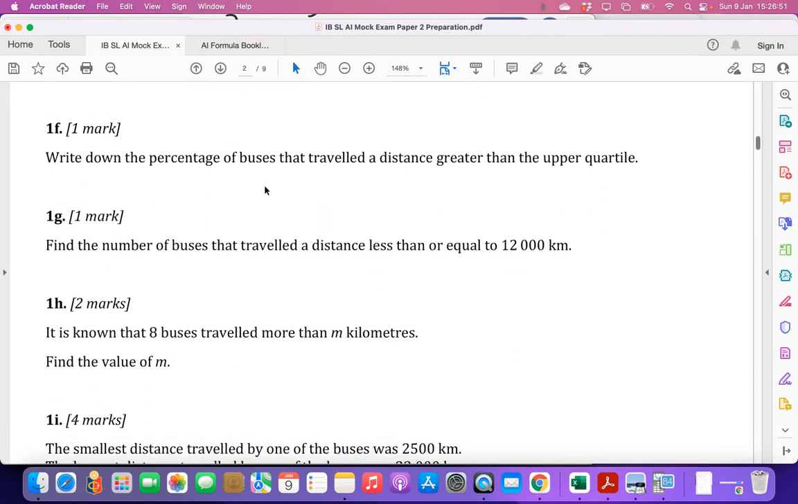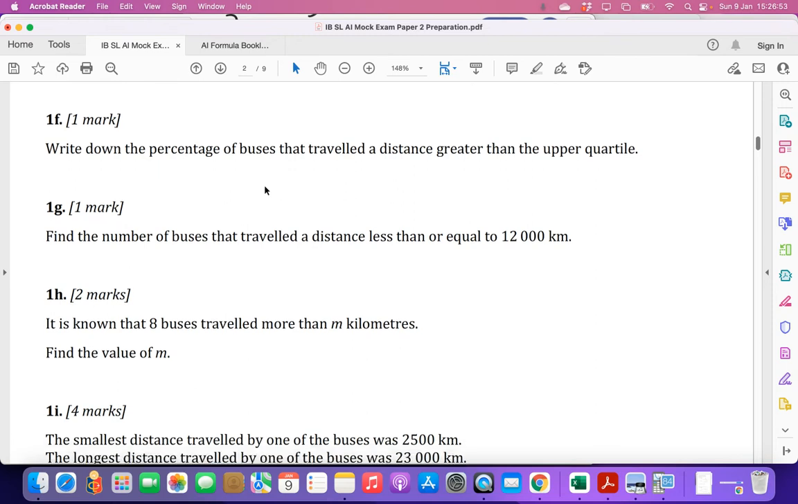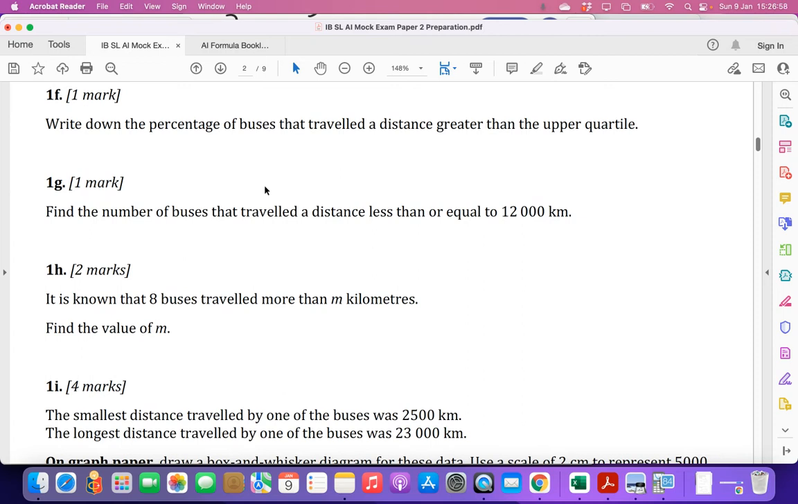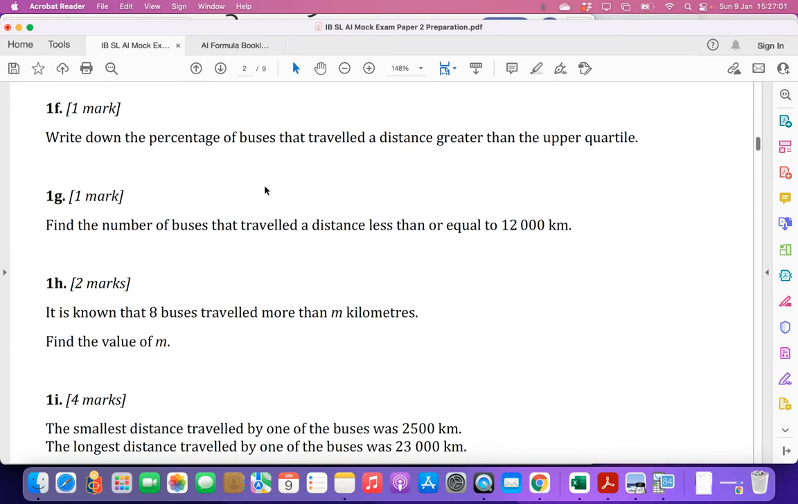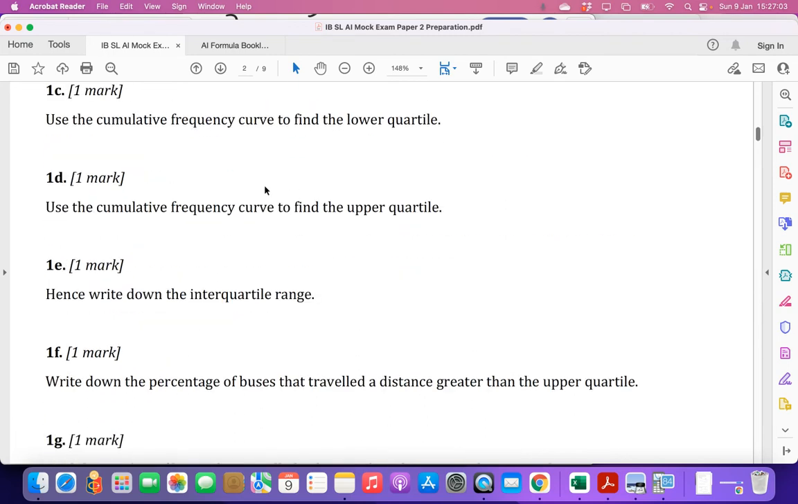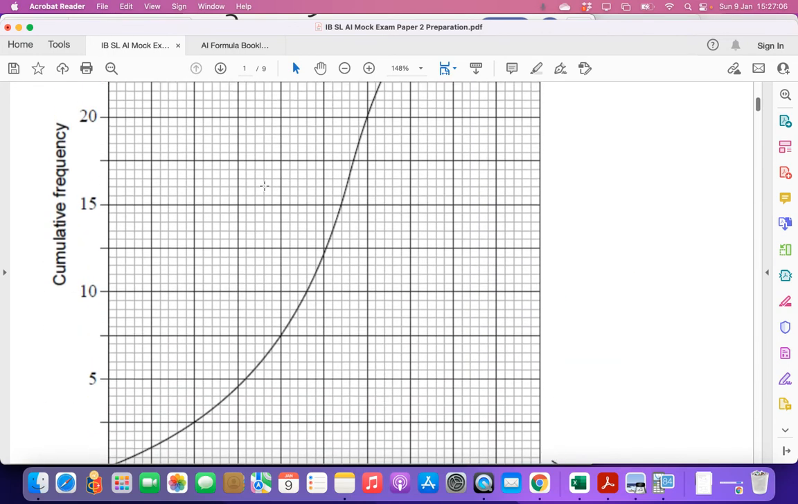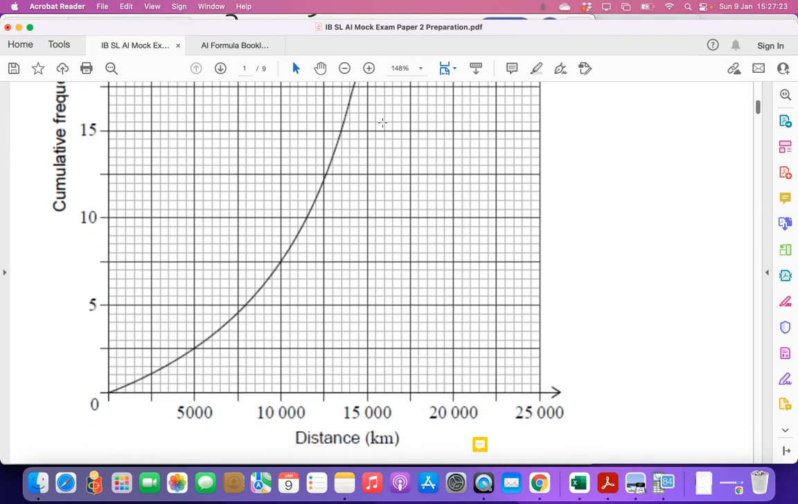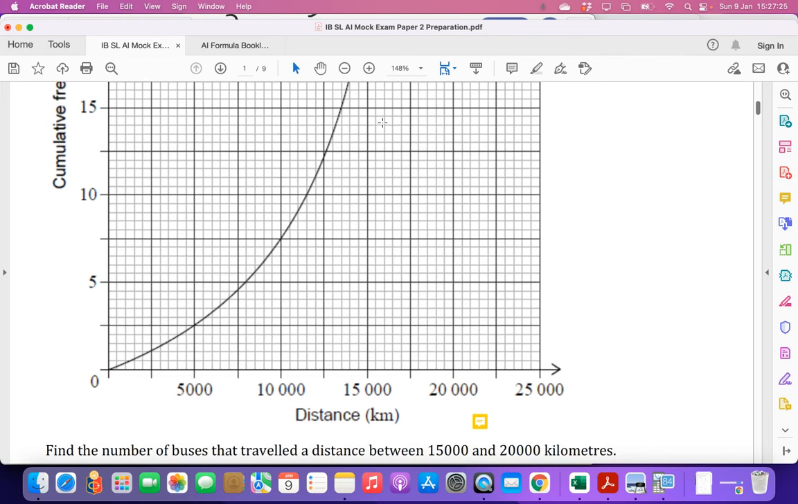It is known that 8 buses travel more than m kilometers. So the top 8 buses are the 23rd and above, or 8 more than 22. The 22nd bus is here and the 23rd bus is here, so making a nice round number at 500 per division, I get 16,000.